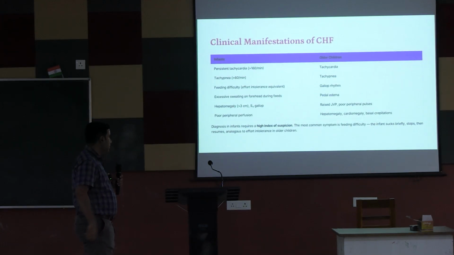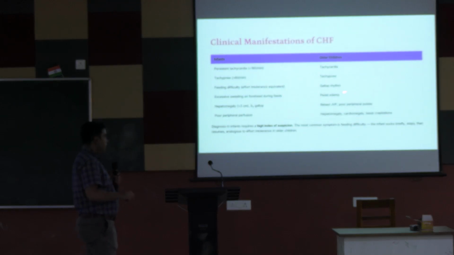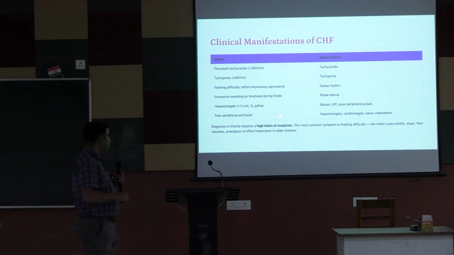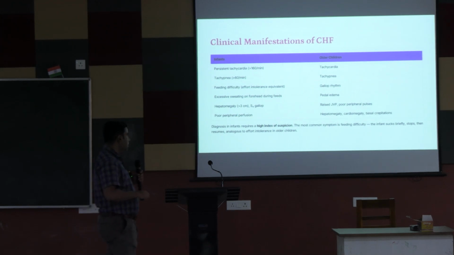This is the gallop rhythm. Excessive sweating on forehead during feeds. Edema, pedal edema in older children. S3 gallop. Raised JVP. Everyone was knowing it. Raised JVP we were discussing during the examination. And there will be poor peripheral perfusion, and in the older children there will be hepatomegaly.